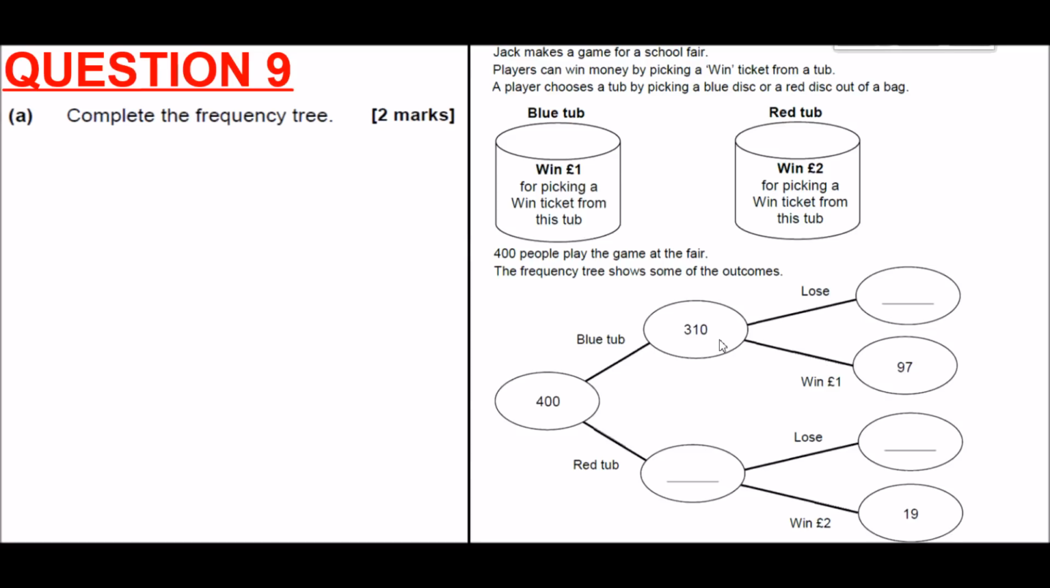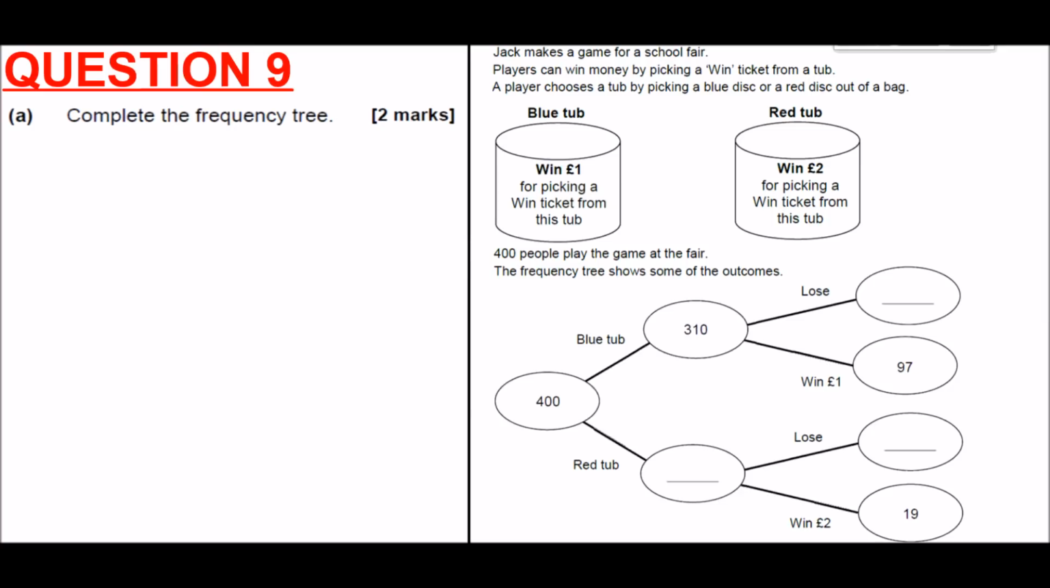Question 9. We have a game made for a school fair, made by Jack. Players can win money by picking a win ticket from a tub. A player chooses a tub by picking a blue disc or a red disc out of a bag. For the blue tub, you can win £1 for picking a win ticket. For the red tub, you can win £2 for picking a win ticket from that tub. What we're asked first of all is to complete the frequency tree. We're told that 400 people play the game and that 310 chose the blue tub.